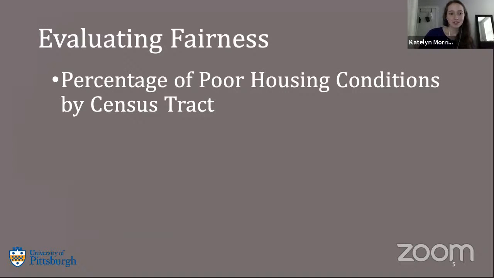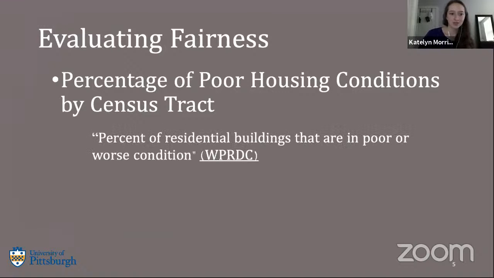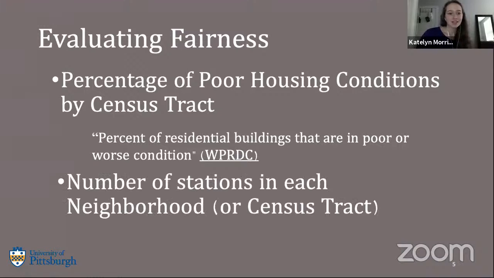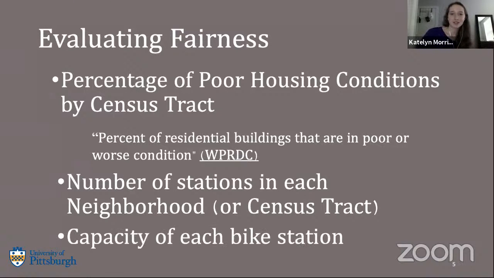The first feature was the percentage of poor housing conditions by census tract, and this just represents the percentage of residential buildings that are in poor condition, which was provided by the Allegheny County and the Western Pennsylvania Regional Data Center. The second feature I used was the number of stations in each neighborhood, and the third was the capacity of each bike station, which is the number of bikes that you can have at each bike station.